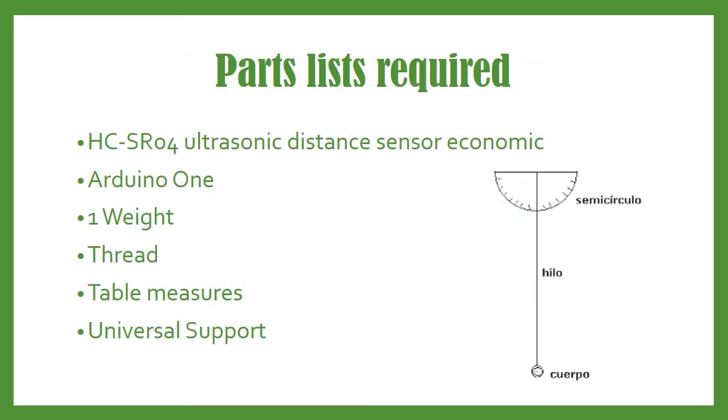The list of the parts required: the HC-SR04 ultrasonic distance sensor, the Arduino One, weight, thread, a table of measures to check the angles of the pendulum, and a universal support to sustain the pendulum.